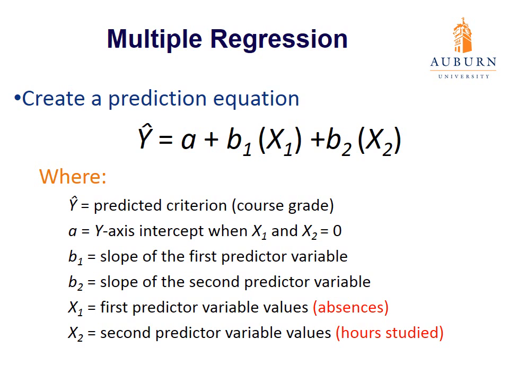We then have the slope for the first predictor variable, which is number of absences. We also have the slope for the second predictor variable, which is b2. That will be the slope for hours studied. And then we'll have our values for x1 and x2 that we would plug into our equation that represents any one student's number of absences and their number of hours studied.